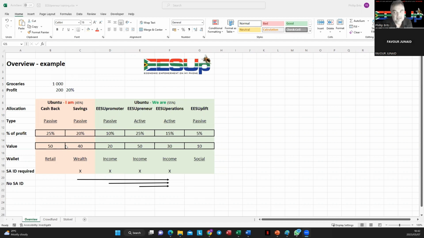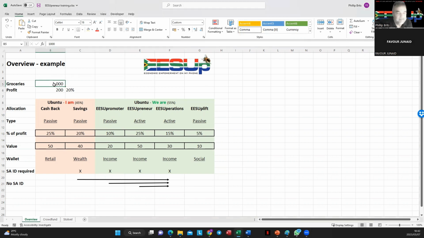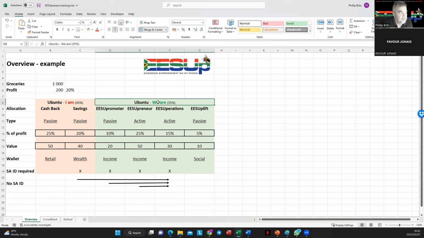So the way to explain this to people is to say that, if we use 1,000 Rand, just because it's a nice round figure, as an example, then on average there's a profit of about 20%, or 200 Rand. So what we do as EaseUp is we basically work on the principle of Ubuntu. Ubuntu has got two components to it.